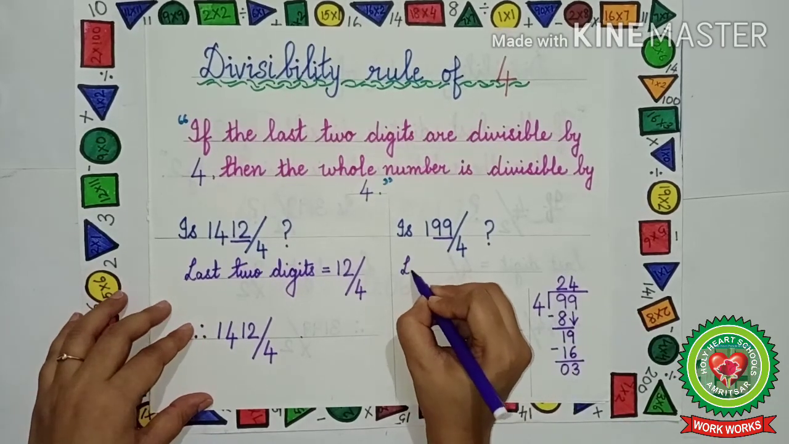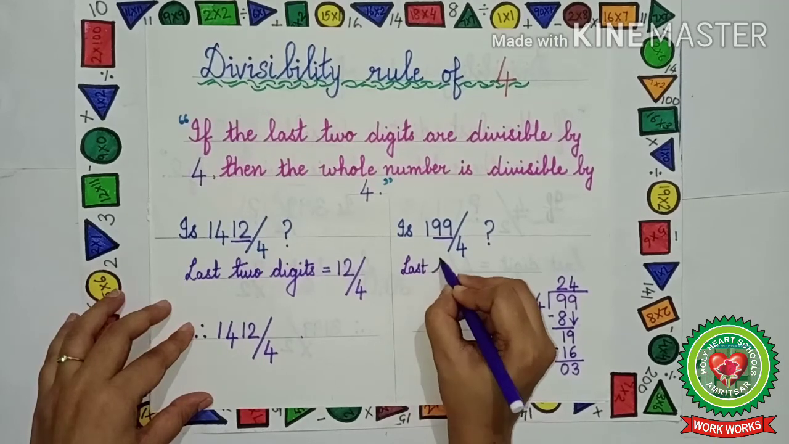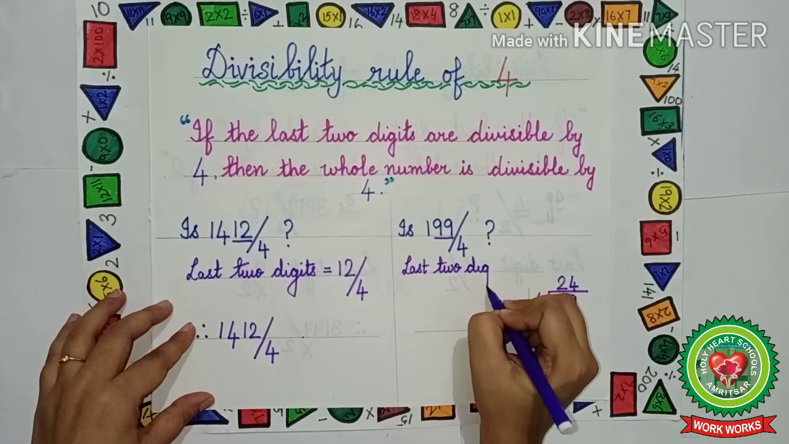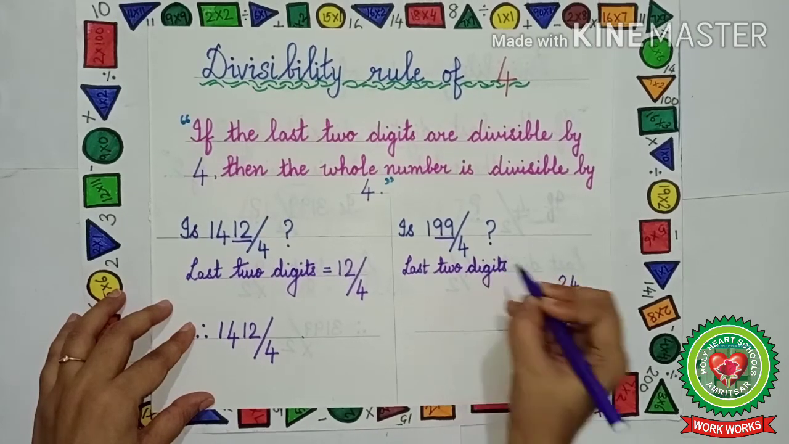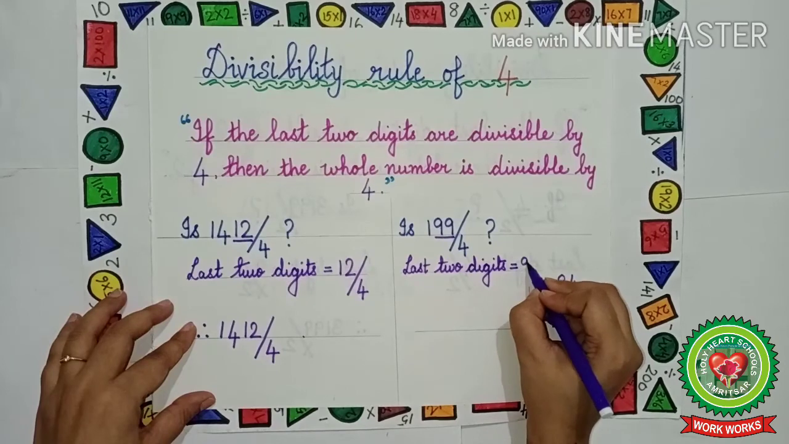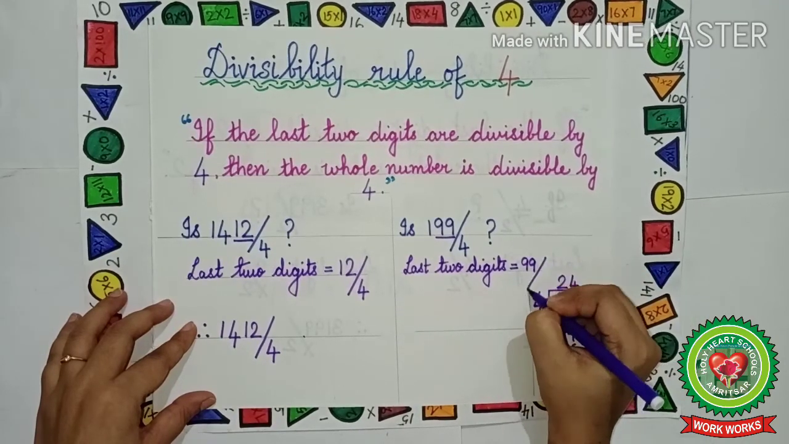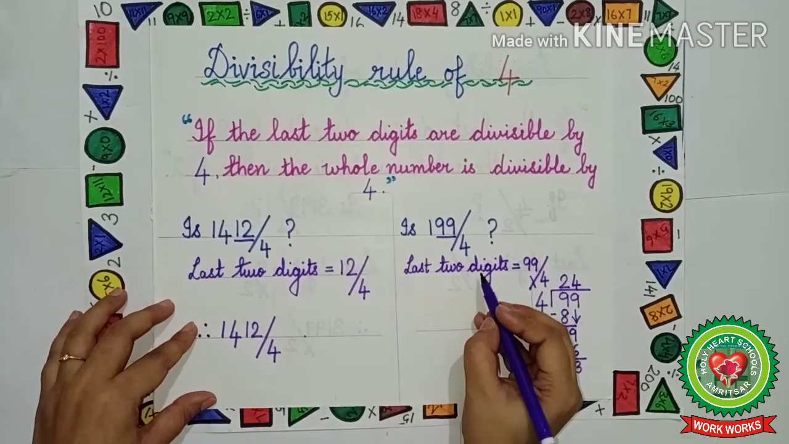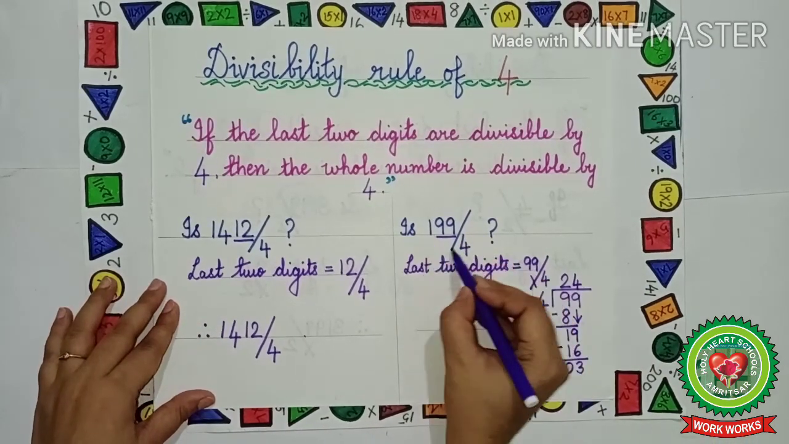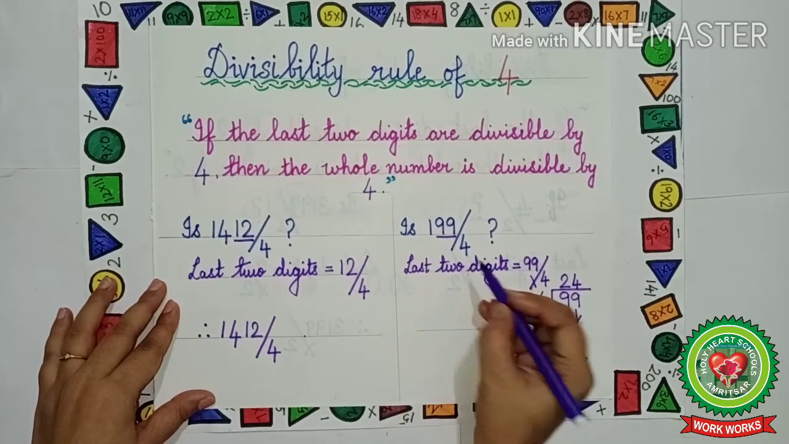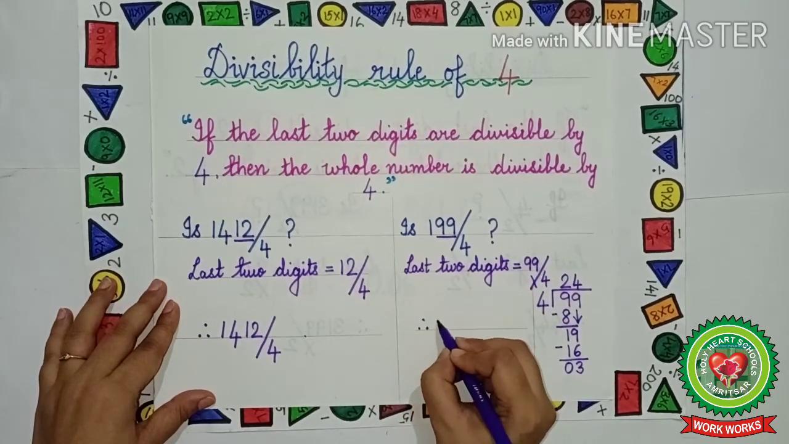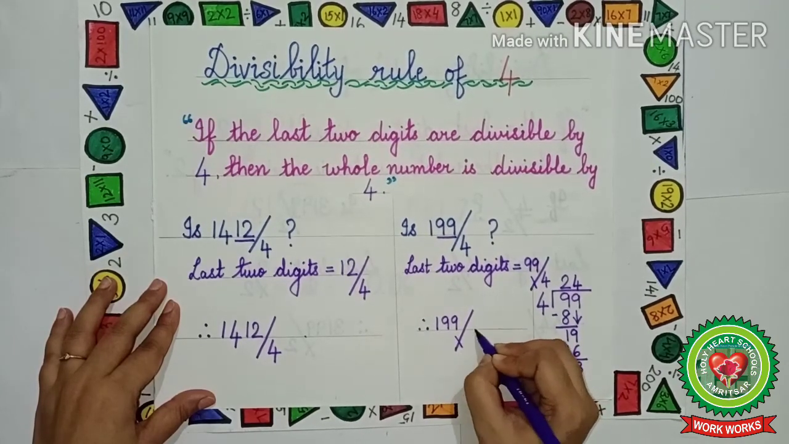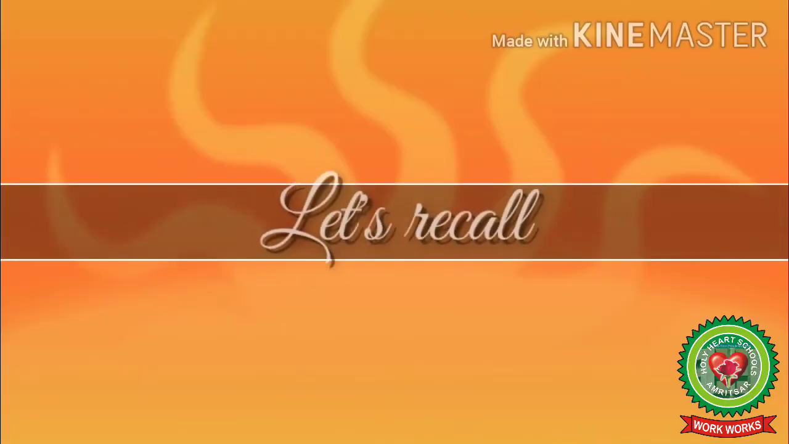That means let us write last two digits equal to 99 is not divisible by 4. That means according to the rule, the whole number is not divisible by 4. So therefore, 199 is not divisible by 4.